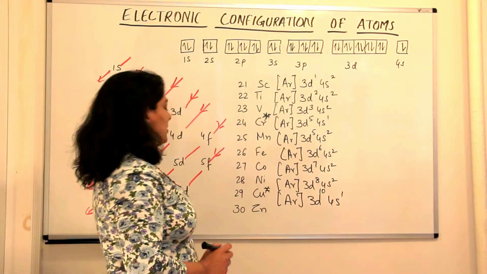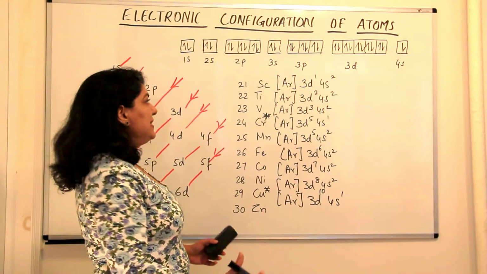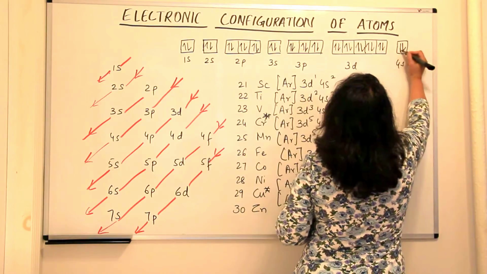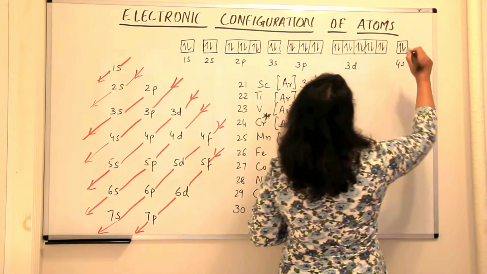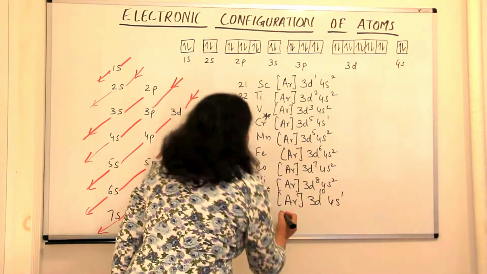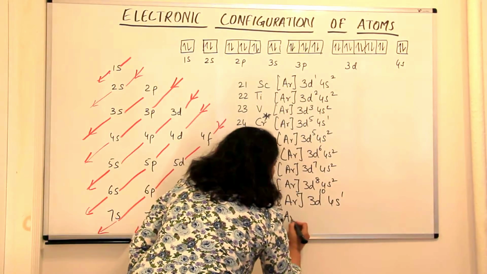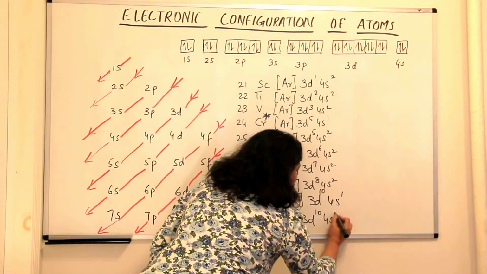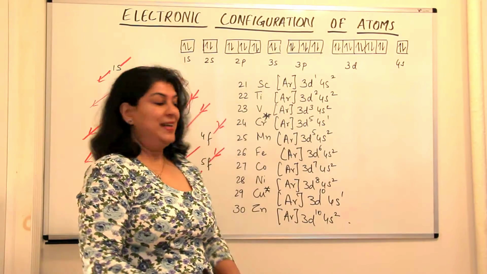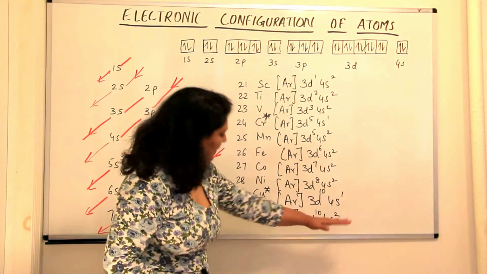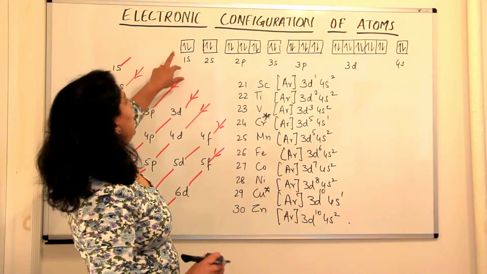Then comes the 30th element, zinc. As expected, zinc now has the 30th electron. 4s already has its electron, and this electron should go into the 3d orbital. So this would have configuration of argon, 3d10, 4s2. Let me just give you the complete configuration of zinc.